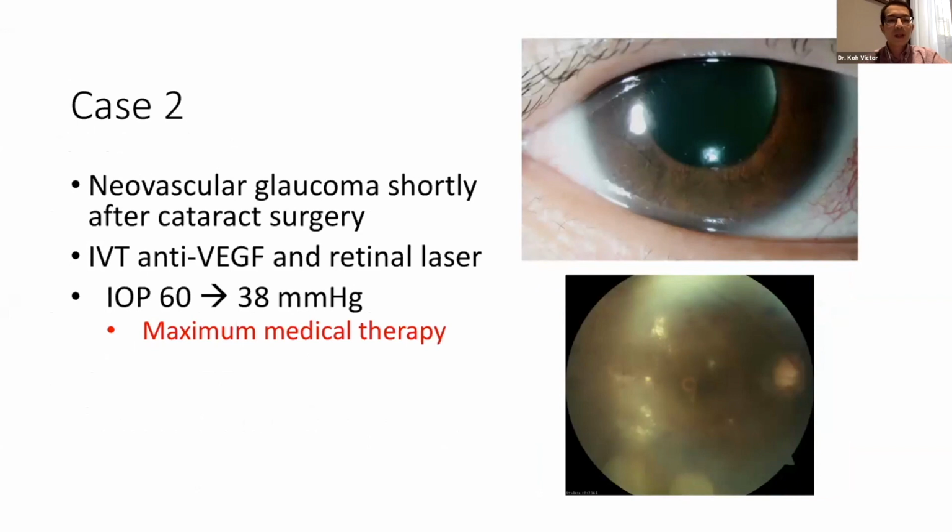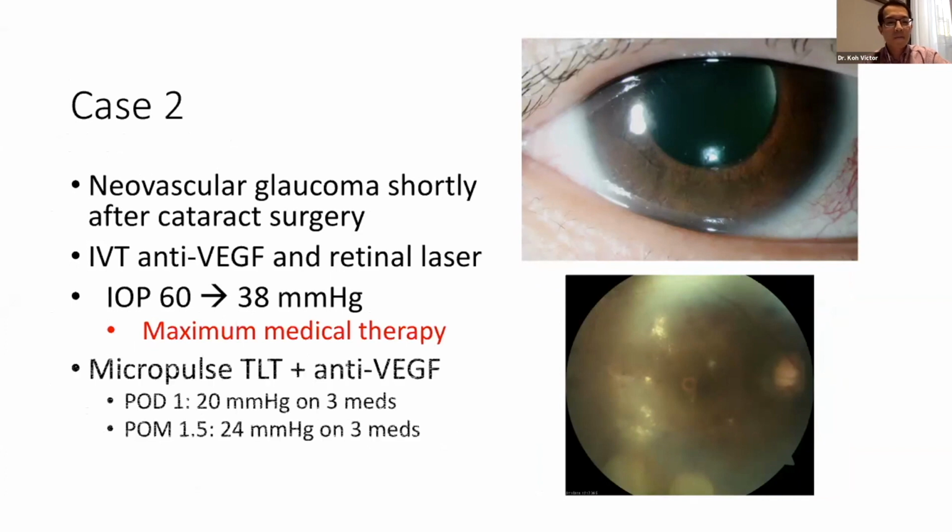This is case number 2. Unfortunately, this poor gentleman had developed neovascular glaucoma with high pressures shortly after cataract surgery from another center. He was referred to me. You could see that there are florid new blood vessels on the iris. Intravitreal anti-VEGF was given, with retinal laser given to the eye with the help of my retinal colleague. The pressure did come down to 38 millimeters mercury with maximum medical therapy.